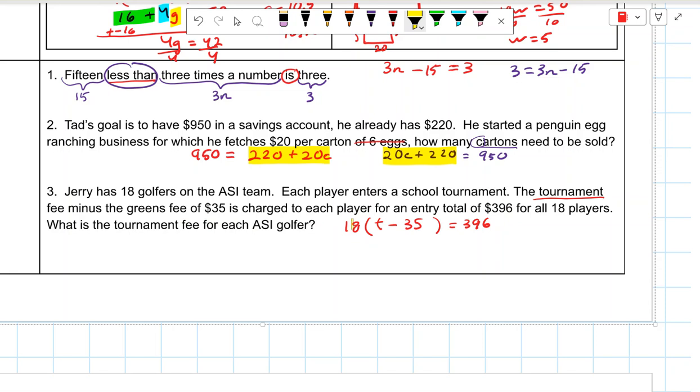So you can see I'm setting up 18, and then each player is going to be inside here. Each player has to have the tournament fee minus their $35 green fee. So that's set up appropriately, and all of this is equaling the 396. All right, to solve all of these, you would just use your inverse operations.